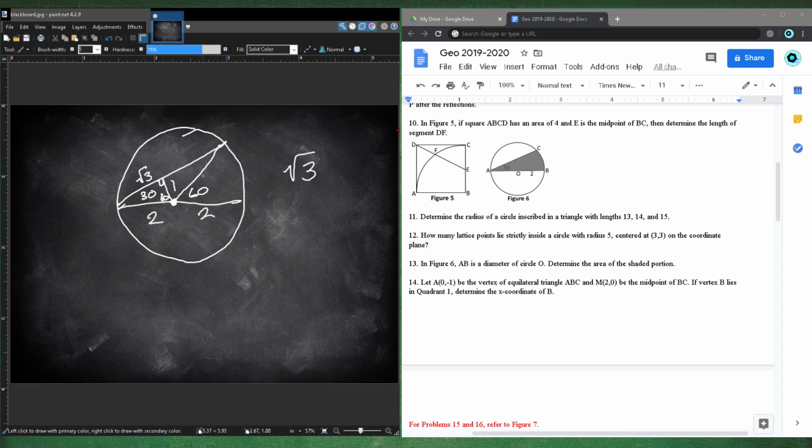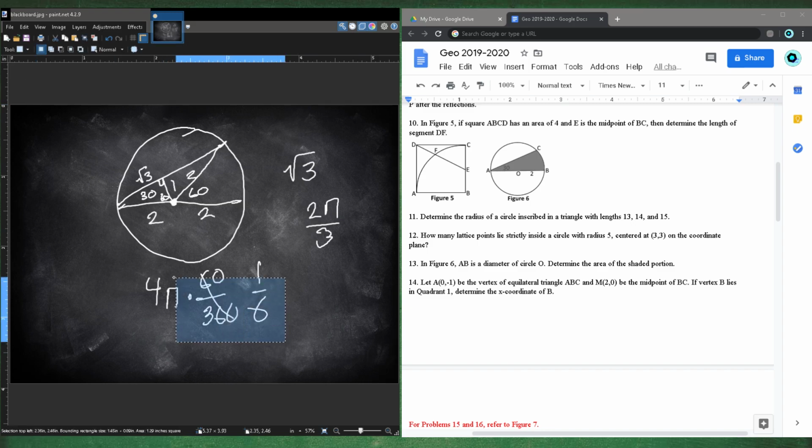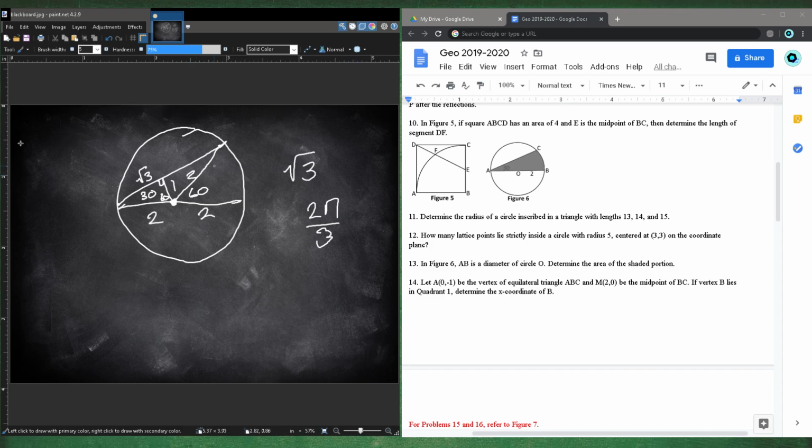Okay, so the area of a circle, right? This is also radius 2. So it's pi radius squared, so 4 pi. And then multiplied by, using proportions, 60 over 360, which simplifies to 1/6. So multiplying that, that's 2 pi over 3, which is the area that we want. And that's the area of this section.